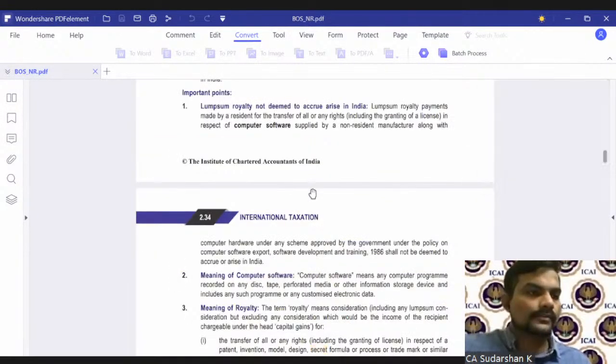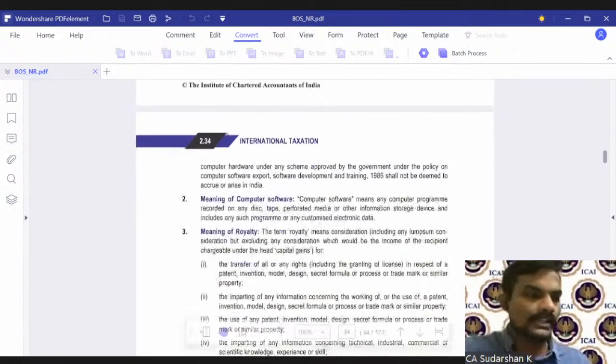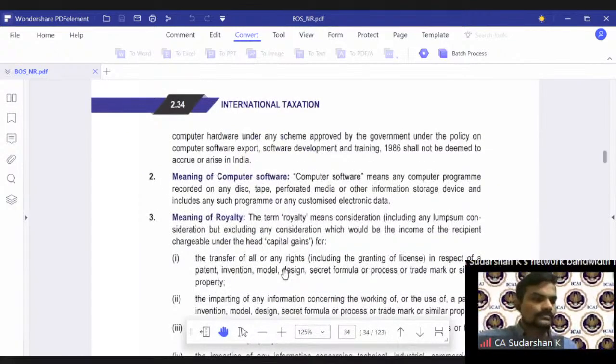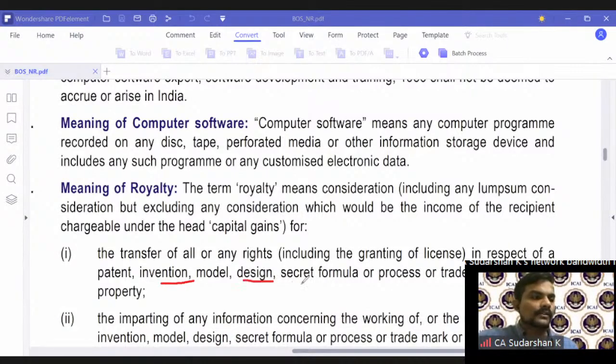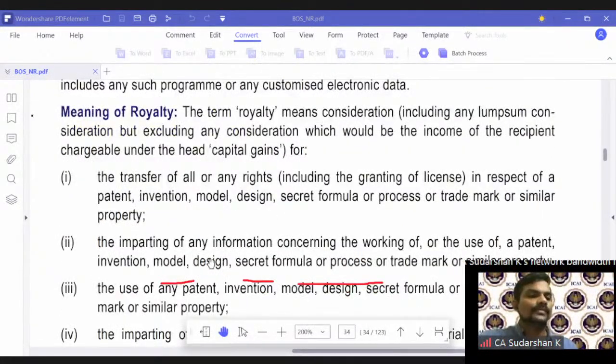For sake of convenience, I'm going to share the relevant provision. We discussed this as well. So royalty means consideration for transfer of all or any rights in respect of a patent, invention, model, design, secret formula or process, or trademark or similar.